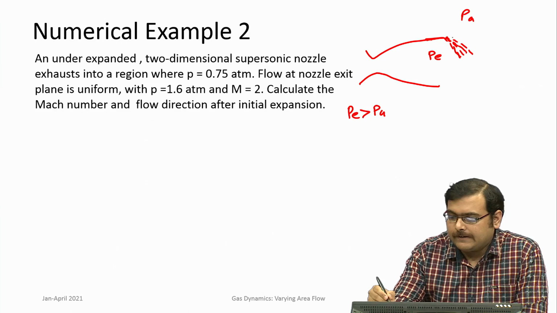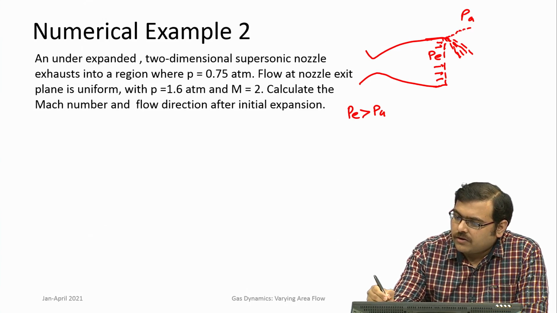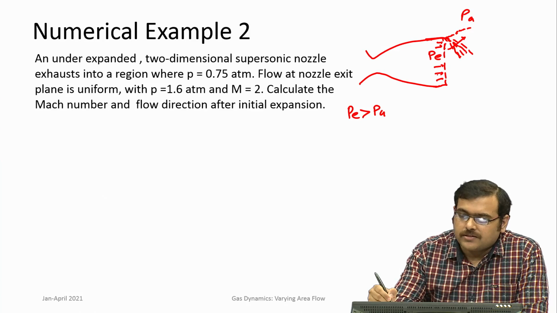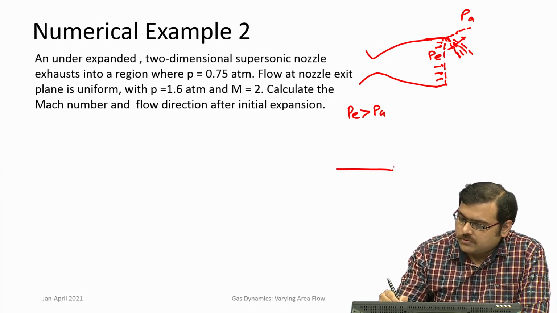If we take that quasi 1D flow through nozzle, at the exit you will have a uniform flow, and thereafter you can take a centered expansion fan and the flow will expand. So, flow will turn across the centered expansion fan. So, if you zoom into this, it will be like this.